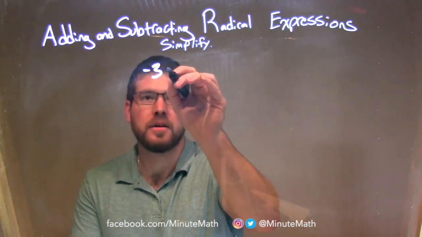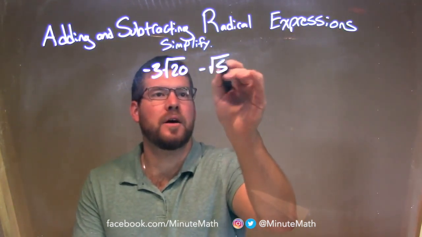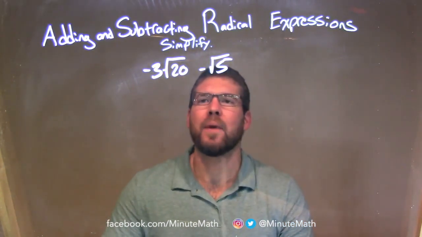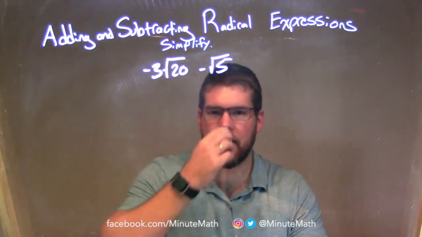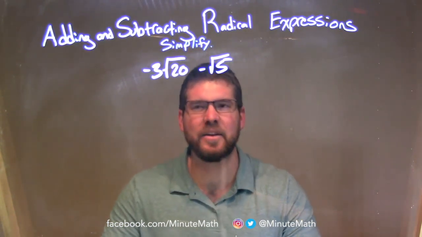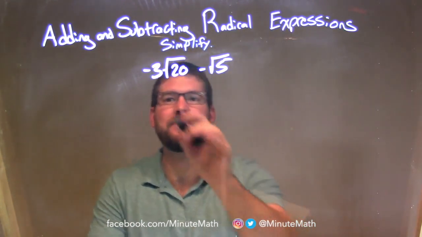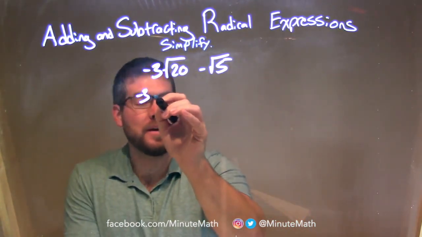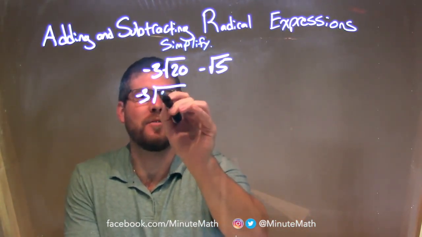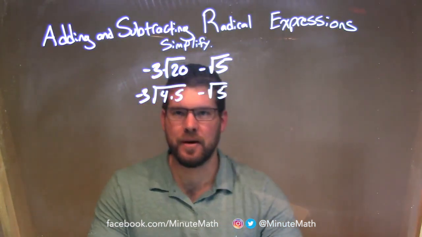Negative 3 times the square root of 20 minus the square root of 5. Well, my goal here is to see if I can get both of these to have the same square root. So square root of 5 can't really break down anywhere, but 20 can. So I'm going to see if I can make 20 have a 5 in it. Well, 4 times 5, right? So negative 3 times the square root of 4 times 5, then we have minus the square root of 5 right there.